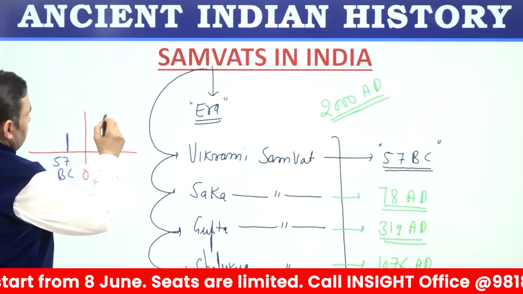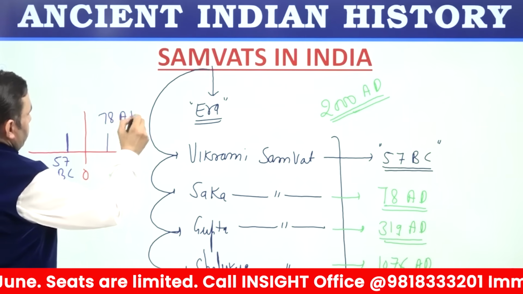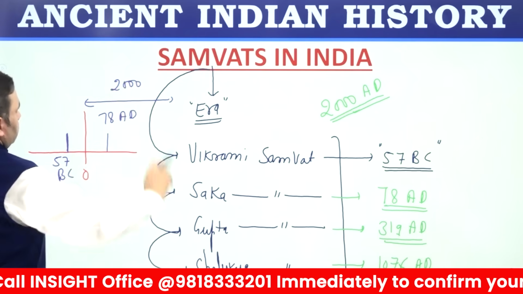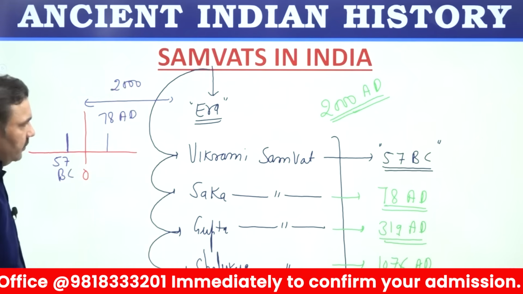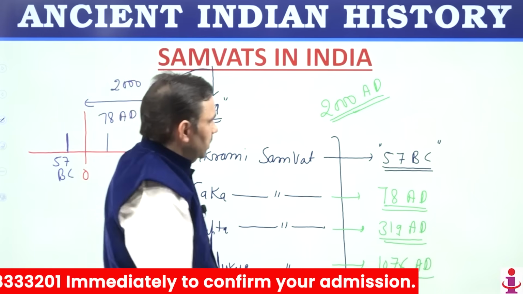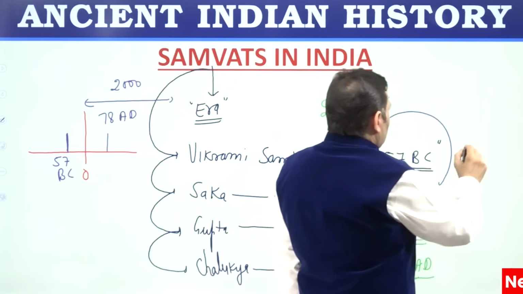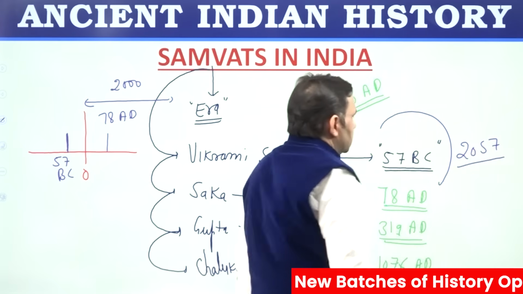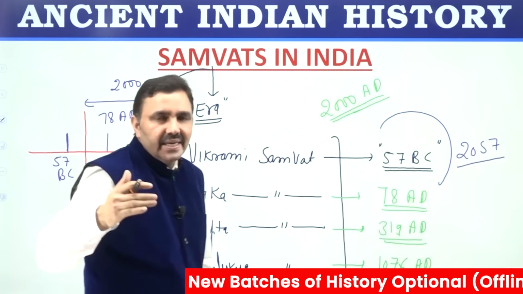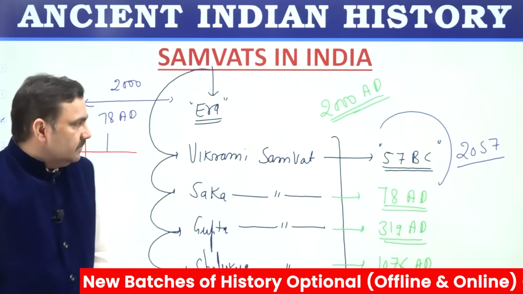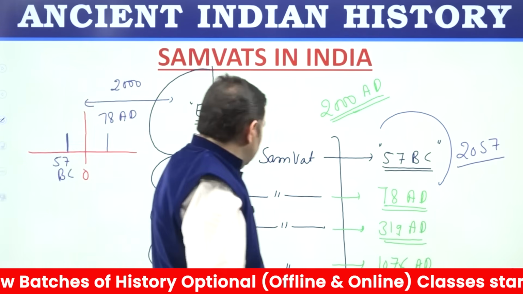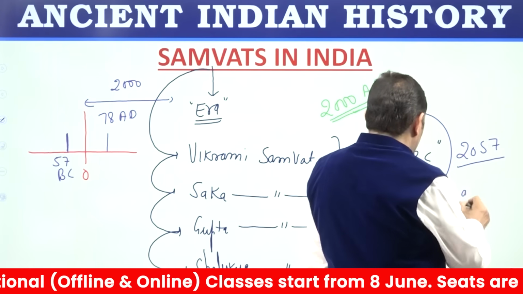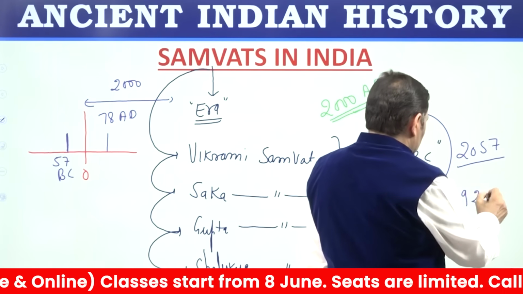78 AD would be somewhere here. And I'm counting here 2000. So if you count the year in Vikrami Samvat, the year will become 2057. Vikrami Samvat, not AD. If I count the same year in Saka era, it will be 1922.